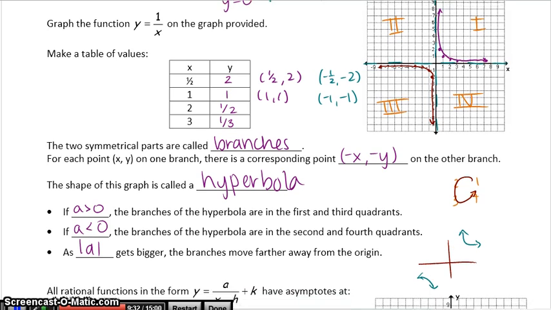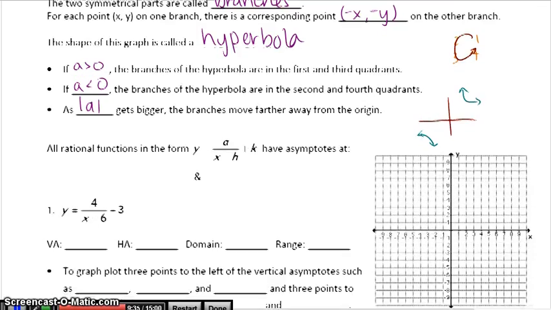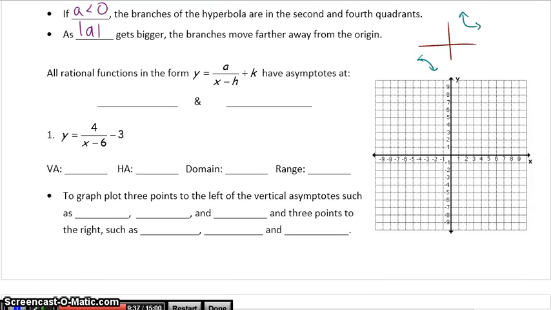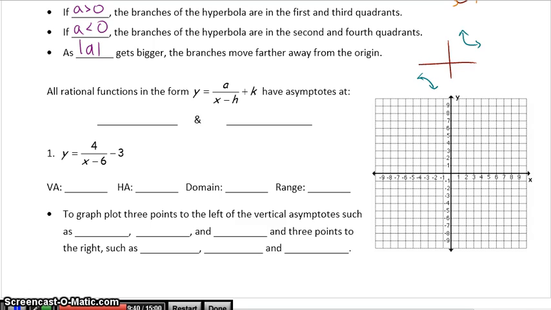Alrighty, so let's look down a little bit. Now we're going to look at more general. All of this so far has been on a specific rational equation, but now we're going to focus on all our rational equations. They're all in the form of y equals a all over x minus h plus k, and they have asymptotes at x equaling h, and y equaling k. Now this is a vertical line, and this is horizontal.